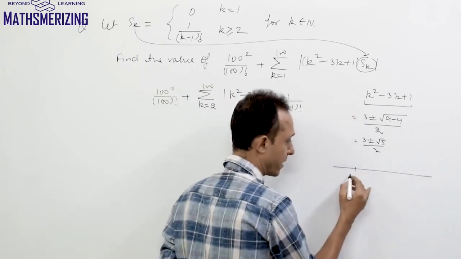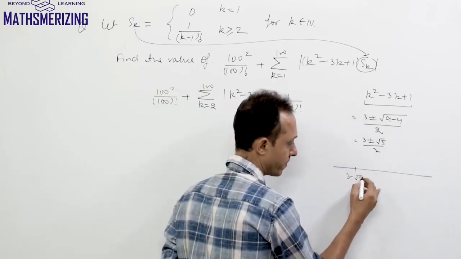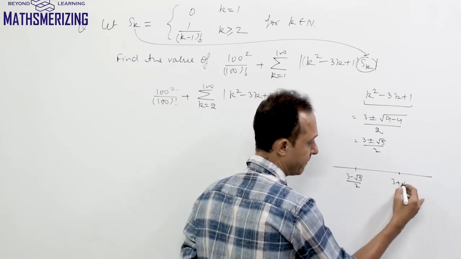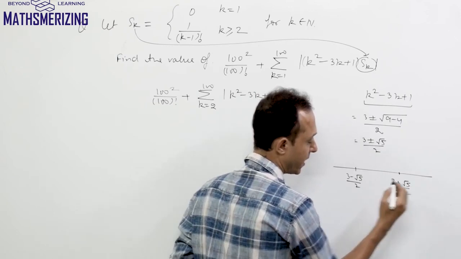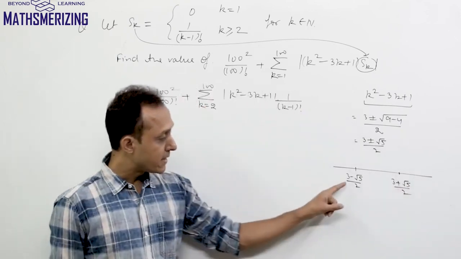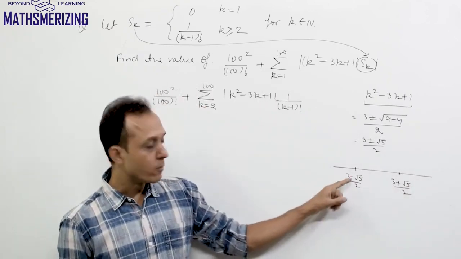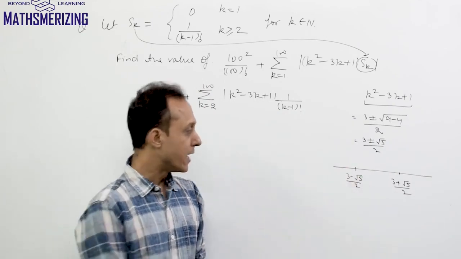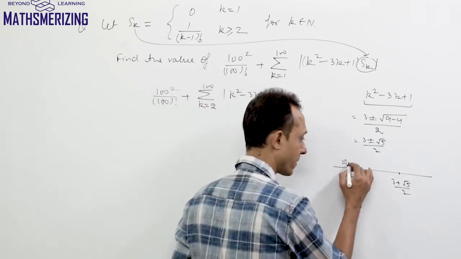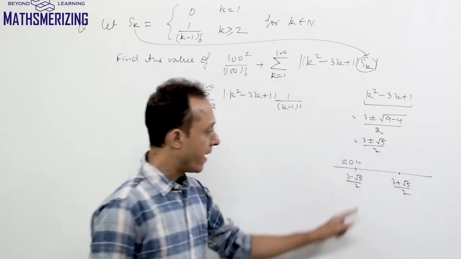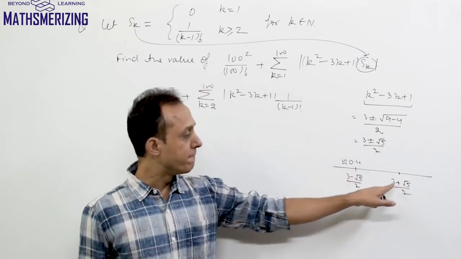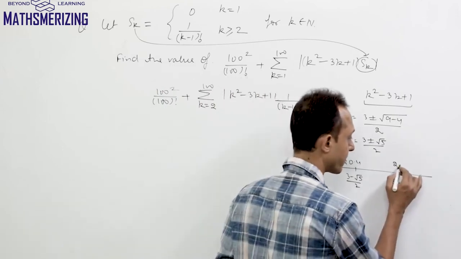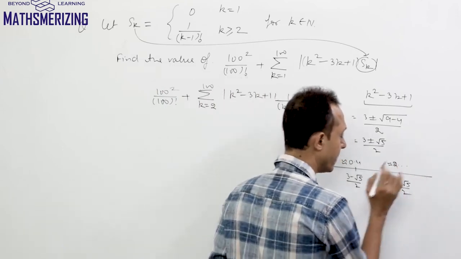So if I put it on a number line, this is (3 minus under root 5) by 2 and this is (3 plus under root 5) by 2. Now for (3 minus under root 5) by 2, the value of root 5 is 2.2 something. So 3 minus 2.2 something is 0.8, so there will be nearly 0.4 something. And for (3 plus under root 5), there will be 5.2 divided by 2, so there will be 2 point something.